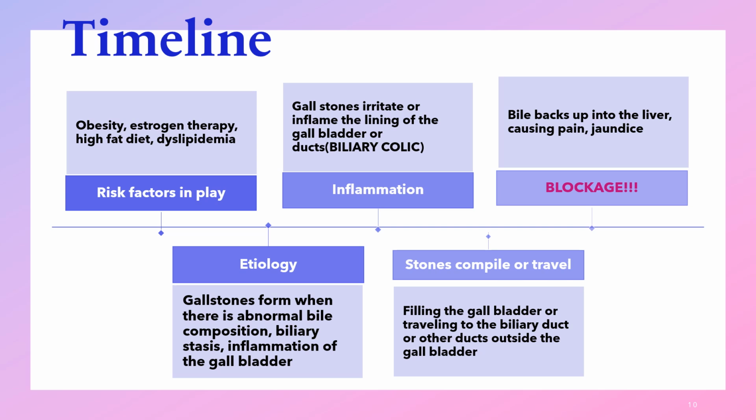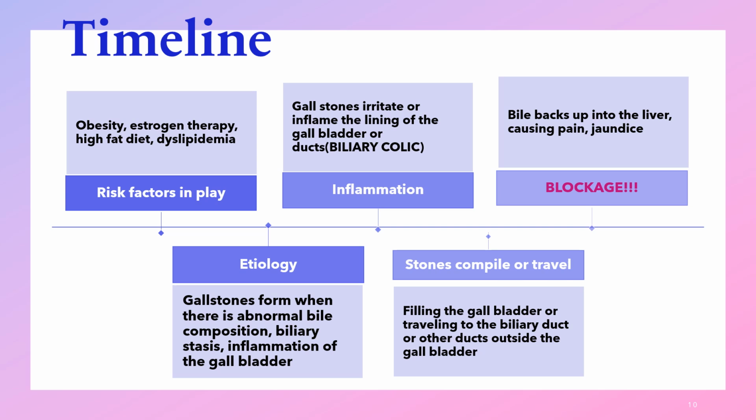The gallstones then irritate or inflame the lining of the gallbladder or the ducts. That's called biliary colic, that steady severe pain. And then it ends up that the stones travel. They compile in the gallbladder, as we saw in that one picture in the beginning, or they travel outside of the gallbladder into the ducts and they become lodged, just like a kidney stone would.